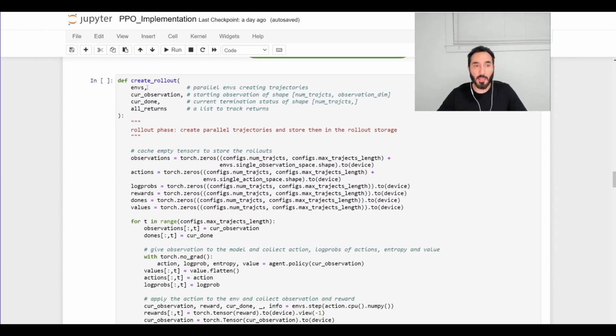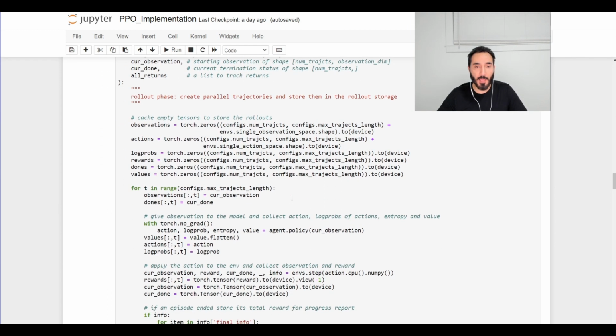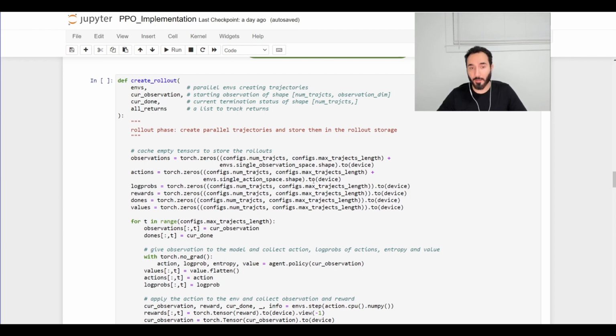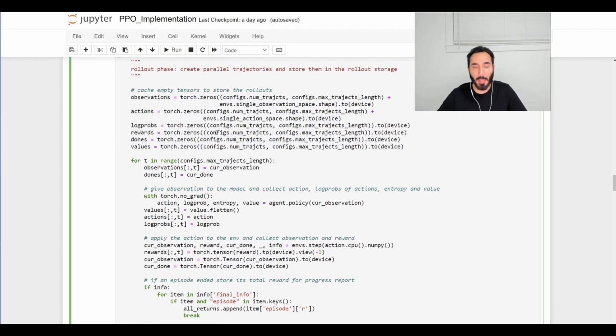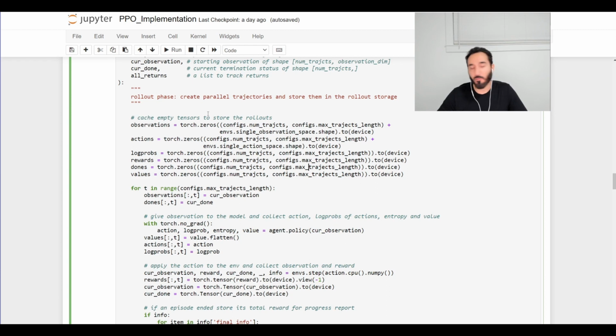So here is the create rollout function that runs parallel trajectories and then creates the rollouts. At first, I create empty arrays. Well, not exactly empty. These are arrays set to 0 with the correct dimensionality, and I put them in the device. It's generally good practice that when you are dealing with large arrays and you want to store them, you first set aside some portion of the memory for them.